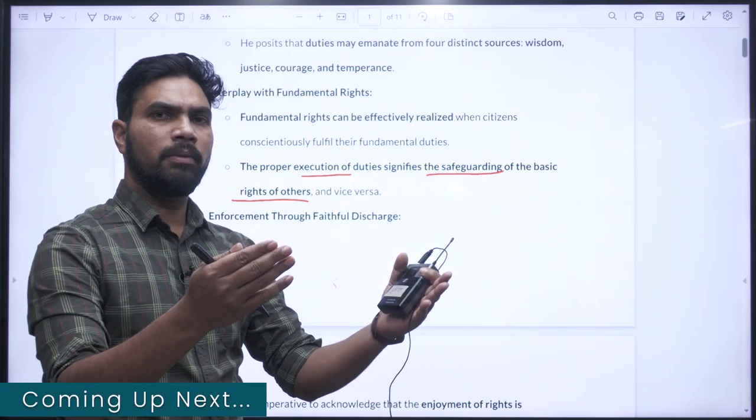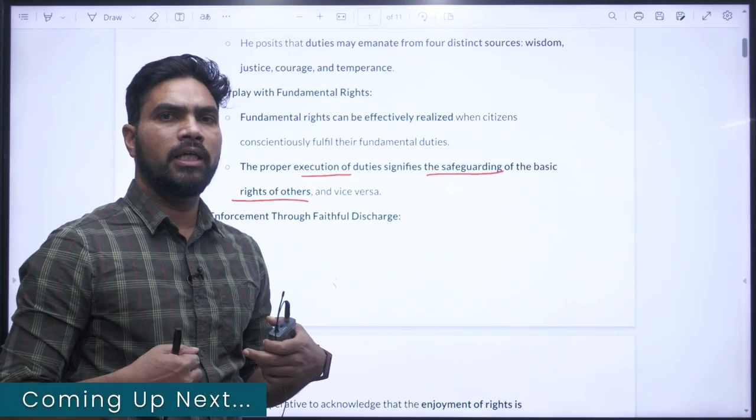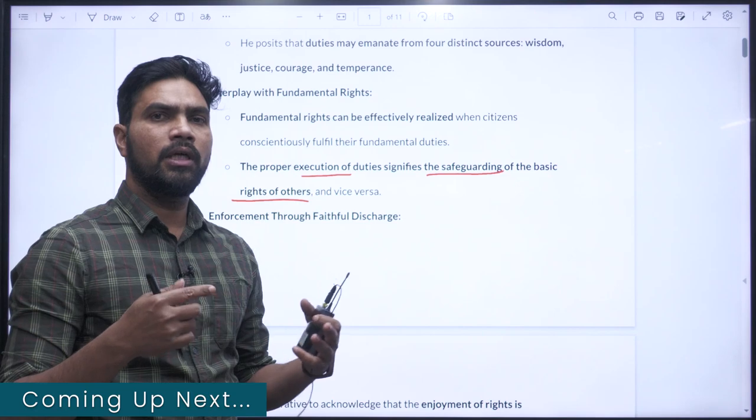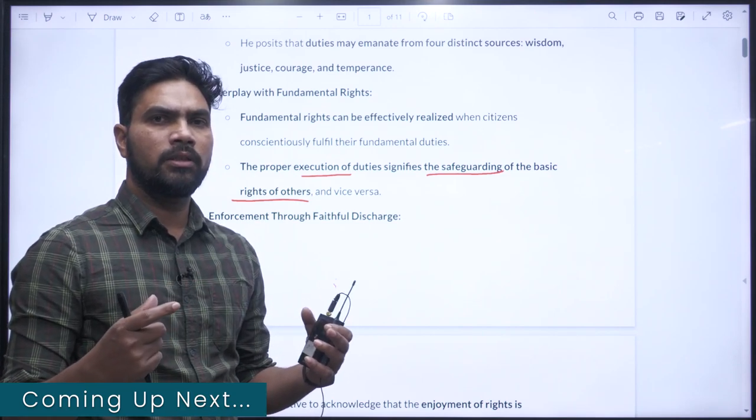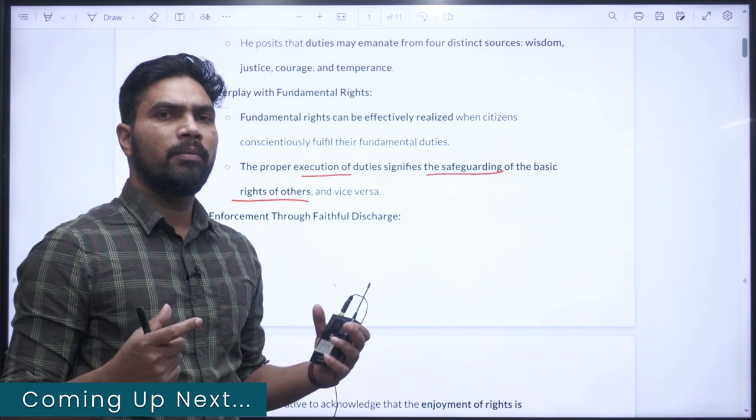If the another person follows his duty, my right is being enforced. So this is the beautiful blend of beautiful relation between fundamental rights and fundamental duties.